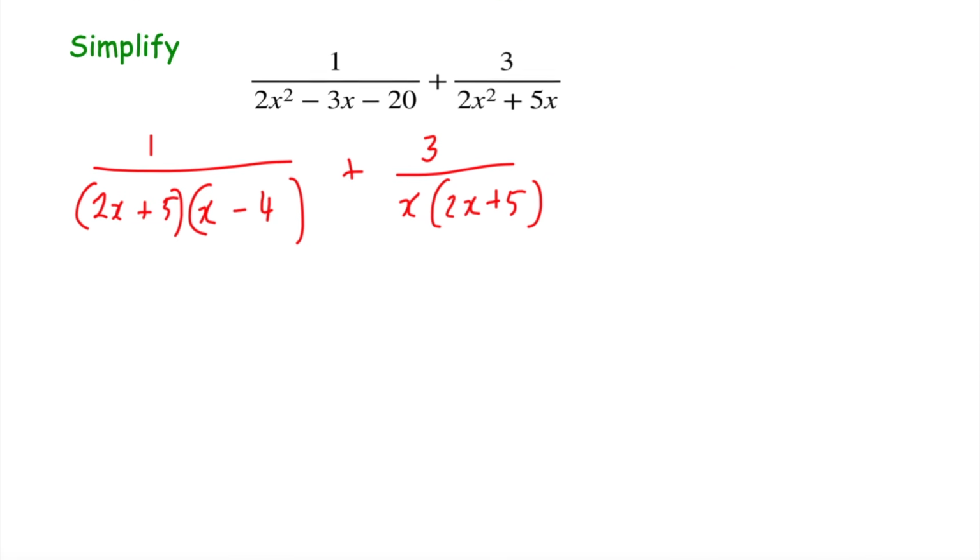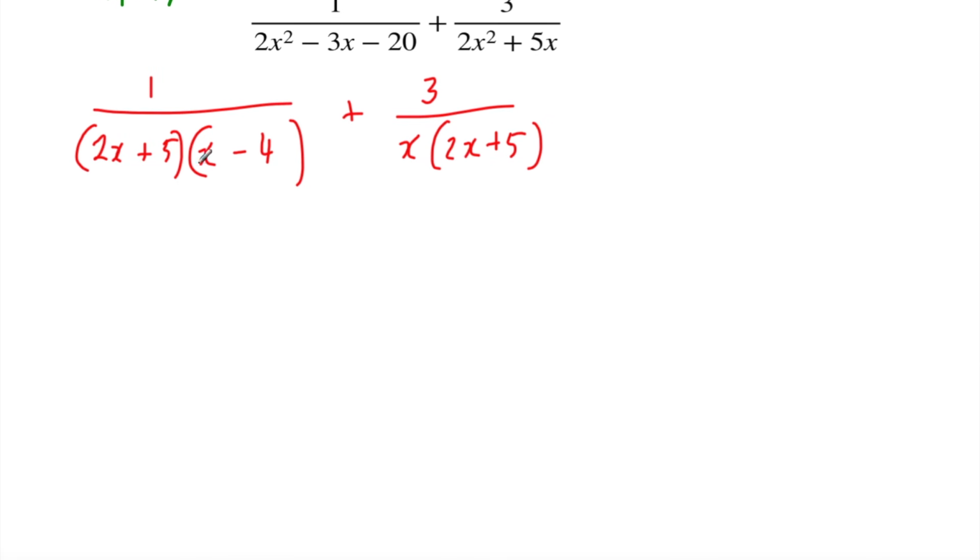So let's do that. For the first fraction, we're going to multiply both the numerator and denominator by x. Multiplying the numerator by x, 1 times x is just x. Then we're going to multiply these two brackets by x. It's normal to put the x at the front, so we write x and then in brackets 2x plus 5 and then x minus 4. So we're just multiplying the denominator by x, and I've just put it at the front. That's fantastic. So we multiply both the numerator and denominator of this fraction by x.